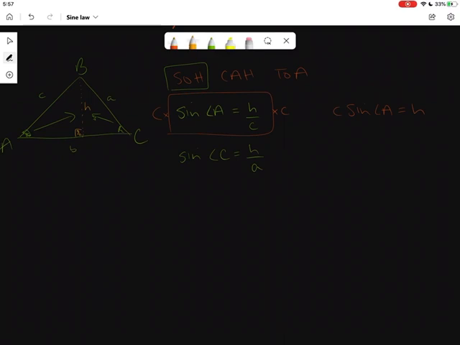And then I'm going to do the same thing with this one. I'm going to rewrite this by multiplying both sides by A. I get A times sine of angle C equals H.